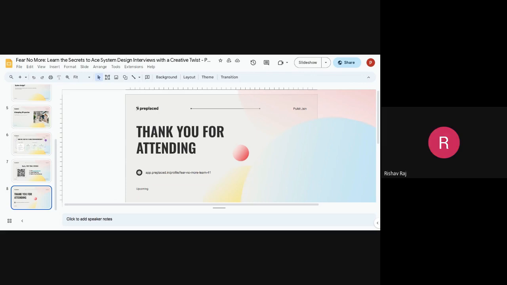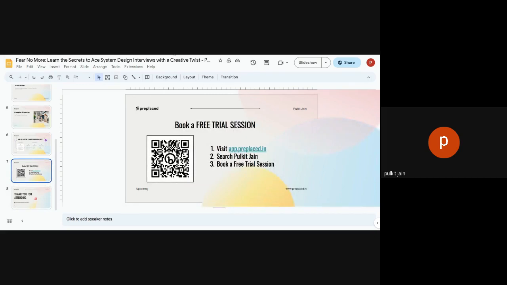Okay. How can you share those notes? I can share them with the Preplaced team, or as I mentioned in this slide, you may have a free trial session there and I can share those. So, two ways to do that.